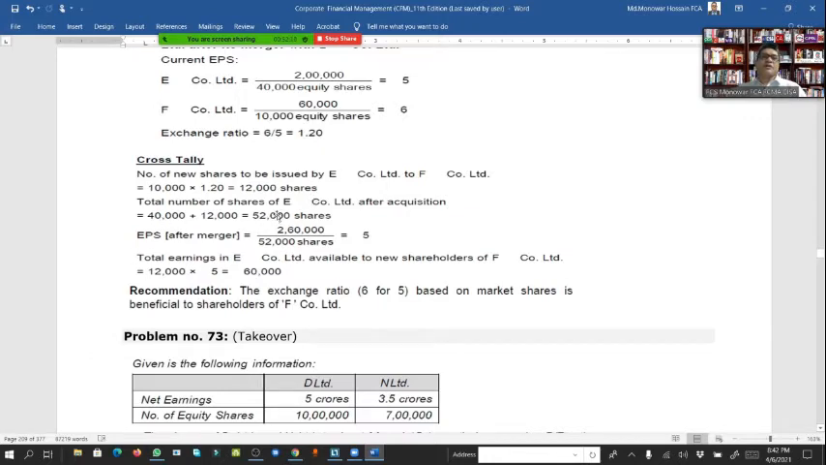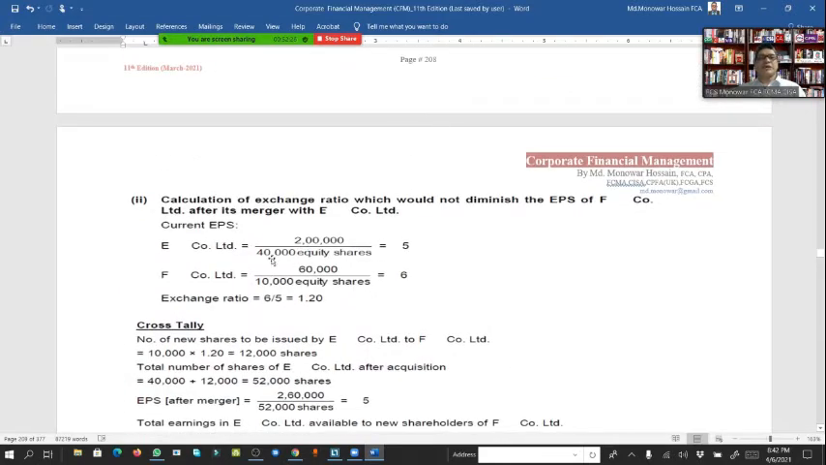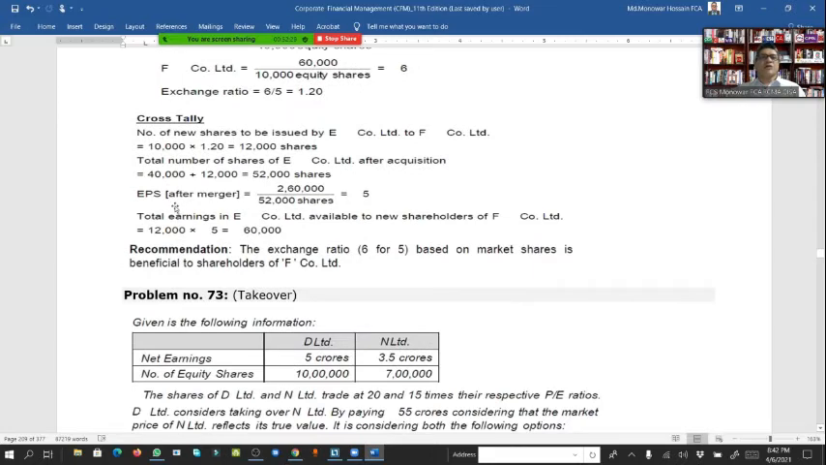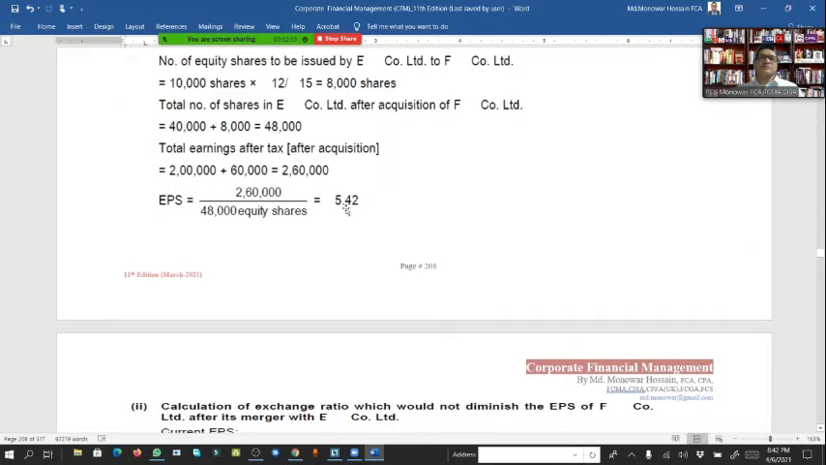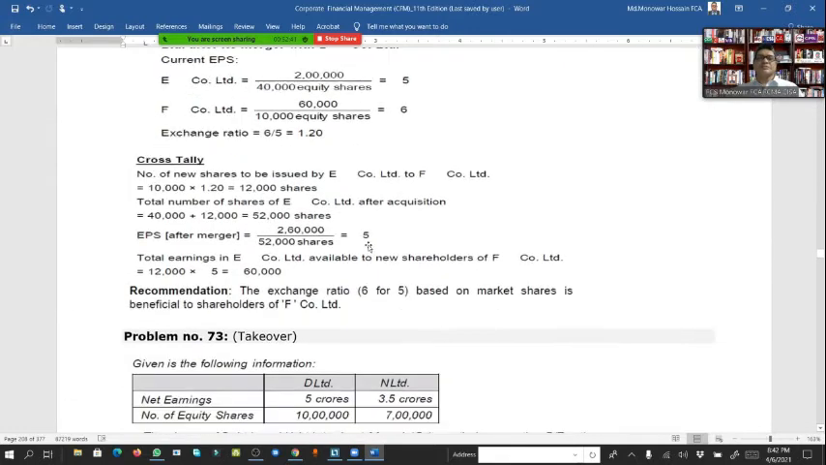So total number of shares of E Company after acquisition would be 52,000. Previously it was 48,000. So now EPS after merger is 2,60,000 divided by 52,000, which is Taka 5. But the exchange ratio based on market price gave 5.42. So EPS changed because of the increase in the number of shares, but the weight of E Limited is the same.